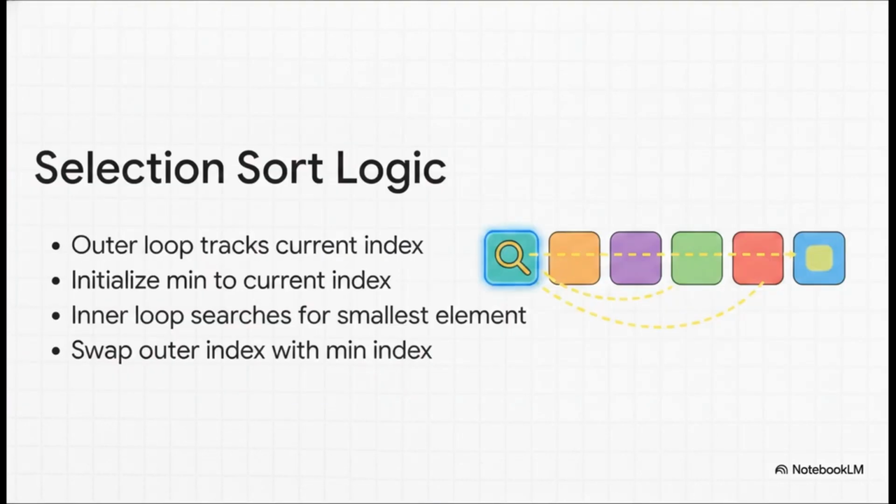Your outer loop tracks the current position you're trying to fill. You start by just assuming the current index is your minimum.